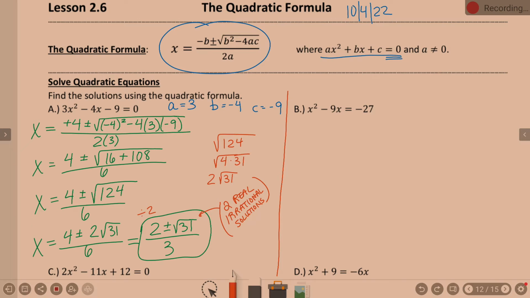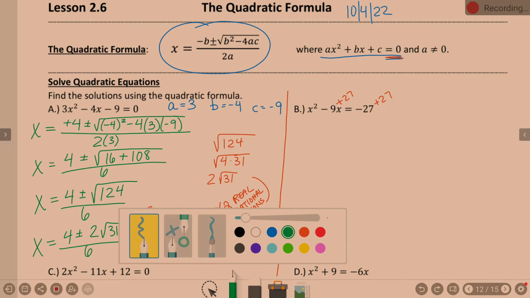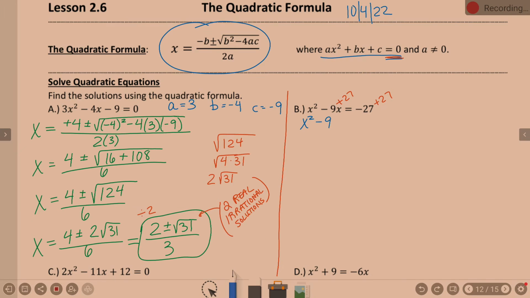Well, there is a C value, but what do we have to do before we give our ABCs? You have to put it on the other side. Yeah. In order to make this happen, we need our equation to equal 0, don't we? We currently have the A and B on the left. The C's on the wrong side. So how do I move the minus 27? We're going to add that 27 over. So when I add that 27 over, I have x squared minus 9x plus 27 equals 0.